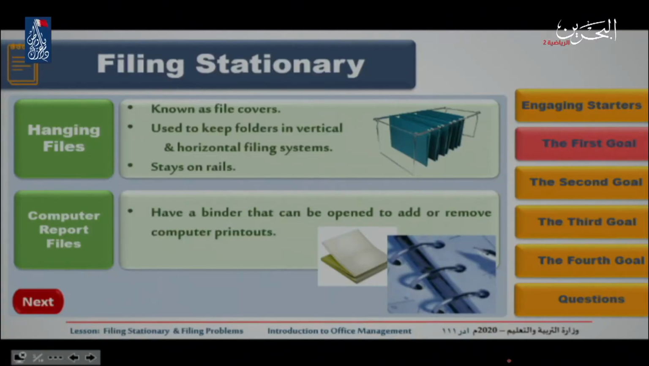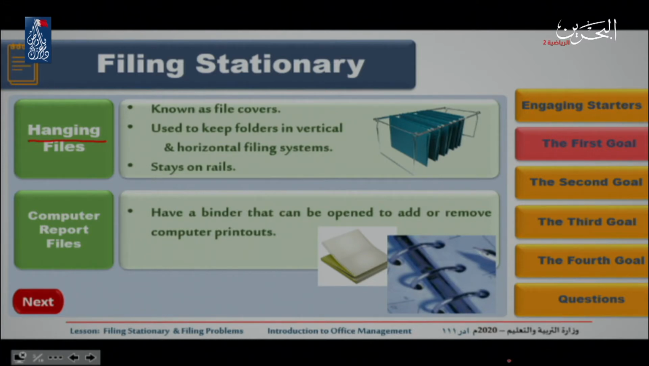The other type is the hanging file. From its name, the files will be hanged, or known as file covers. It's used to keep folders in vertical and horizontal filing systems. It stays on a rail. It's like a rail. I can move it that side or this side.